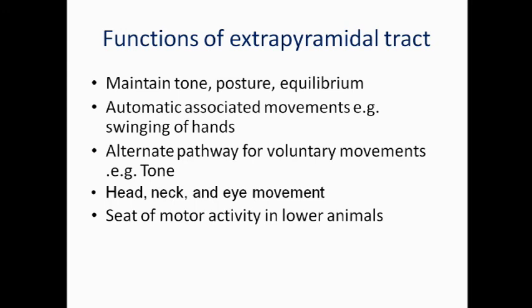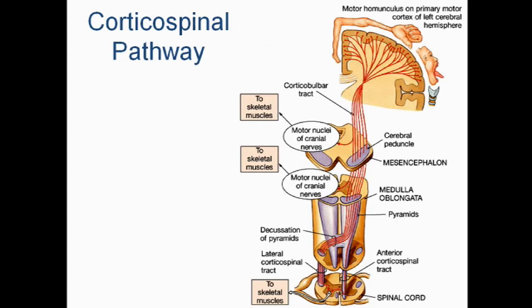Automatic association movement, that is swinging of hands. Alternate pathway for voluntary movement, that is maintenance of tone. Head, neck and eye movement. Seat of motor activity in lower animals. So in lower animals, extrapyramidal tracts are more important.